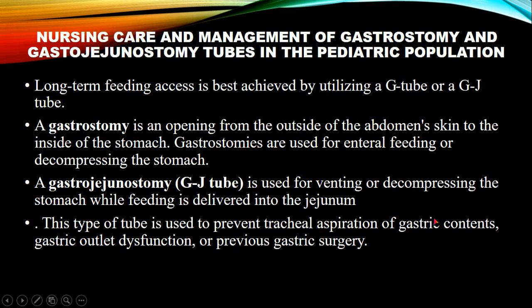So indications are we want to prevent tracheal aspiration of the gastric content. Second is if there is any problem in the gastric outlet, if it is not functioning properly, or if there is previous gastric surgery which decreases the amount of space available in the stomach, then we have no other option rather than we will go for gastrojejunostomy. I think you have understood the difference: why do we do gastrostomy and why are we interested to do gastrojejunostomy, okay.